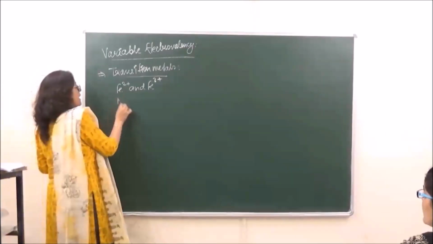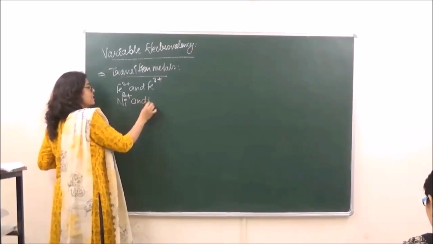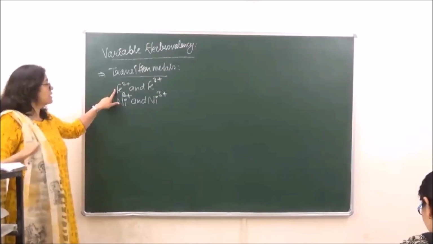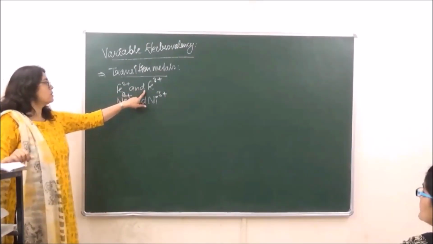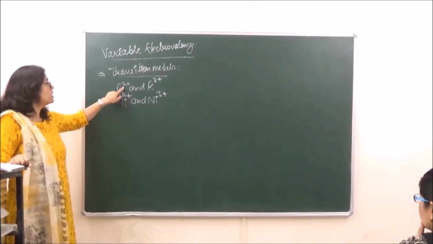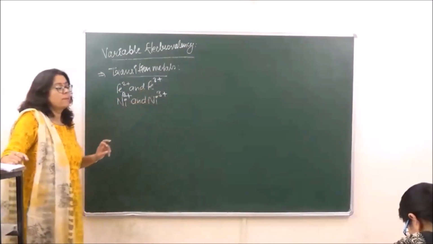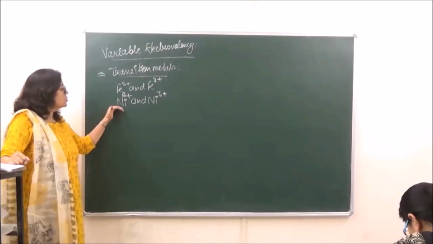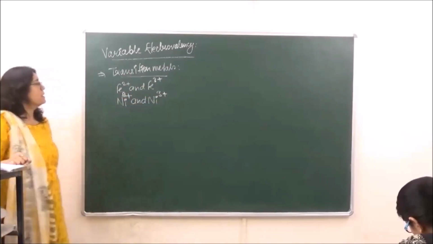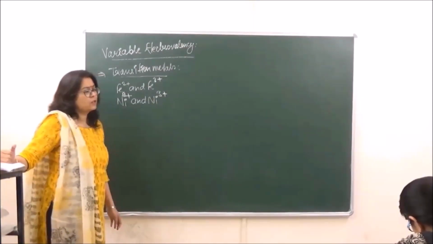Similarly, nickel shows Ni2+ and Ni3+. Fe2+ is known as the ferrous ion, and Fe3+ is known as the ferric ion. So the smaller oxidation number is named with 'ous', and the higher oxidation number with 'ic'. Similarly, this is known as nickelous and this is known as nickelic. So transition metals specifically, almost all of them show variable electrovalency.